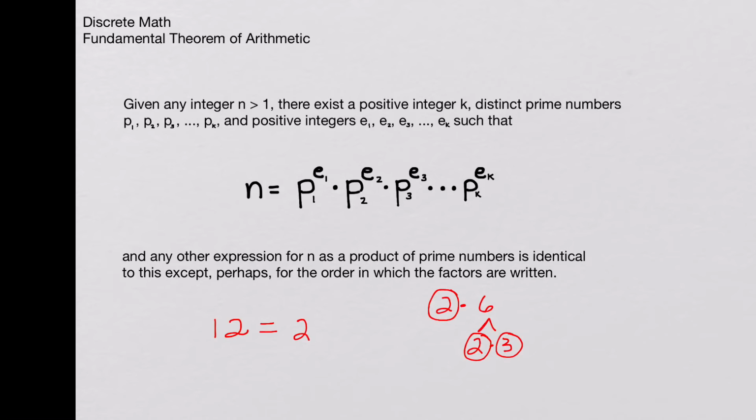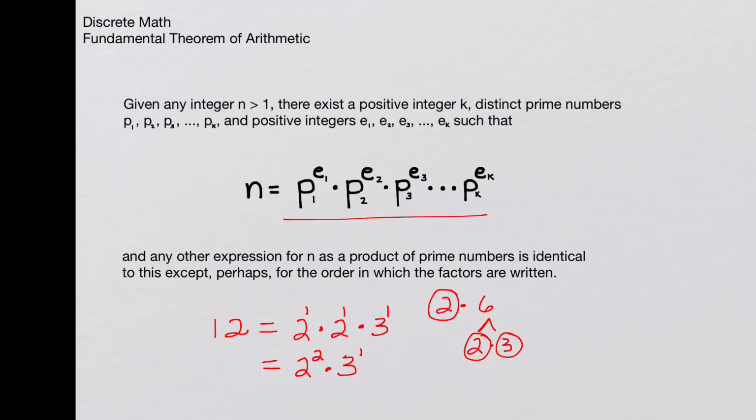So we've got 2 times 2 times 3. Right now, I have 2 to the 1 times 2 to the 1 times 3 to the 1. This still doesn't match what I want, because I want there to be prime number bases and exponents, but I want all the prime numbers to be different. So, obviously, you can just tweak this by making it 2 squared times 3 to the 1.